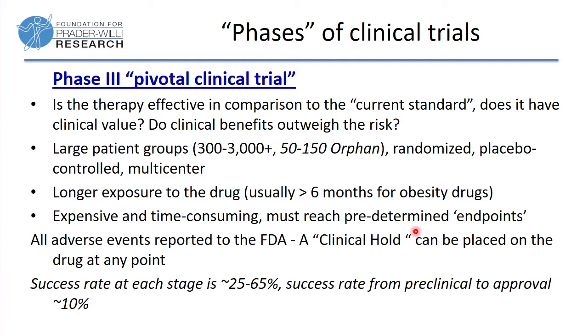Phase 3 is sometimes called the pivotal trial, because this is where you're trying to get the real evidence that your drug works. The FDA is looking for: is it better than what we currently have out there? Do the benefits outweigh the risks? These are larger studies, though for orphan indications, for our population, probably on the order of about 100 individuals, with a longer exposure to the drug.